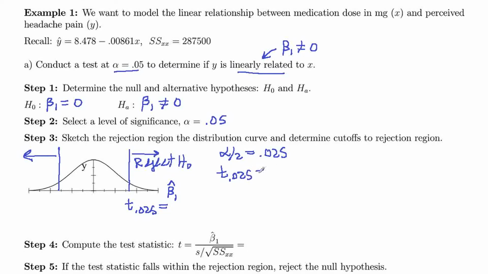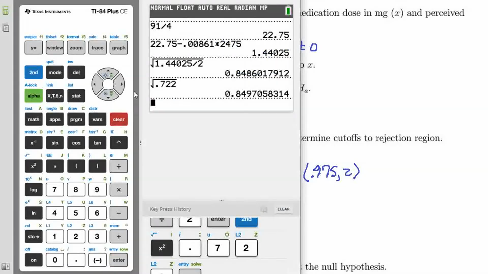we're going to do inverse t. And then the right area is 0.025, so that means that the left area is 0.975. So remember, you always input left area. And then degrees of freedom, 4 minus 2. Remember here that n was equal to 4, and degrees of freedom are n minus 2. So go to the calculator.